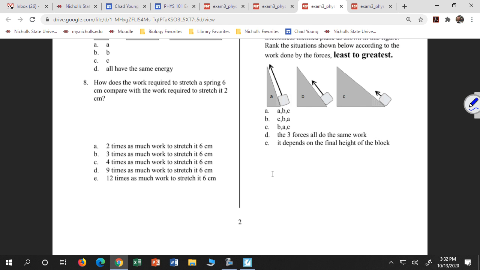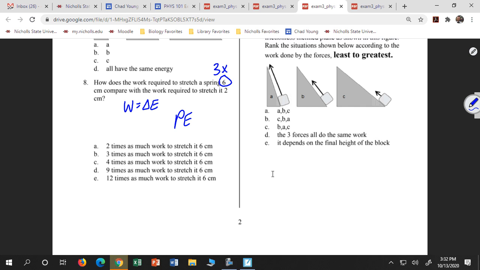How does the work required to stretch a spring 6 centimeters compare with the work required to stretch it 2 centimeters? And you might say, well, we haven't really talked about the work required to stretch a spring, but I do know that any work that I do on an object will change its energy. And so all I need to know is how much energy does a 6 centimeter stretched spring have more than a 2 centimeter stretched spring? Well, this is 3 times the x elongation, and x is 3 times as much.